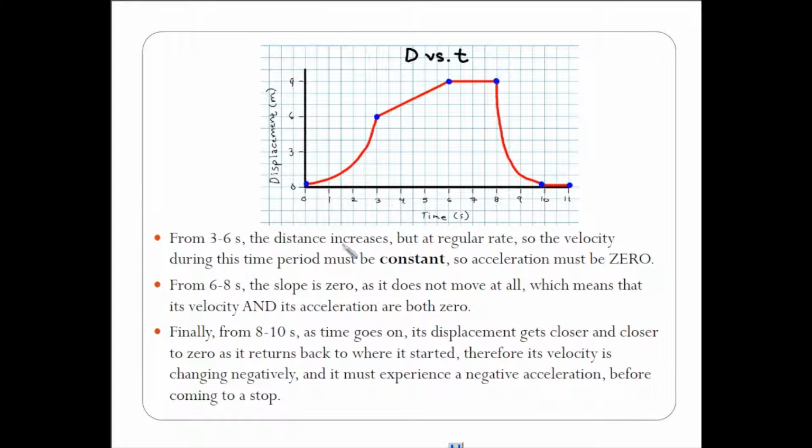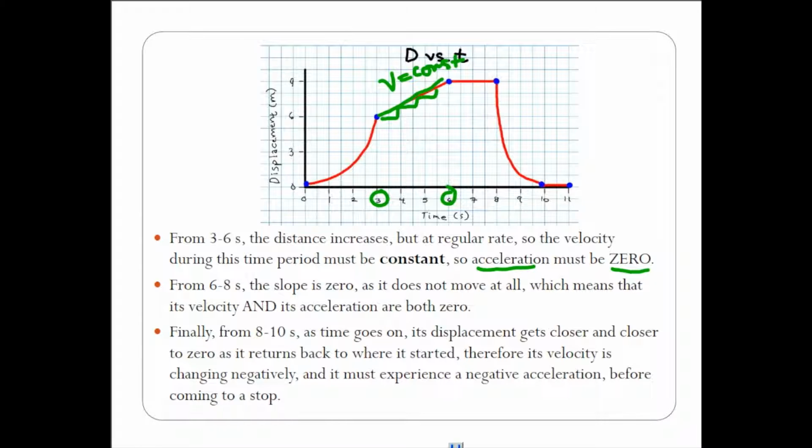From 3 to 6 seconds, the distance still increases, but at a regular rate, so the velocity during this time period must be constant. And as a result, if my velocity is constant, then I no longer have an acceleration, and my acceleration must be zero. By looking at this segment and seeing that constant slope, I can realize that the velocity is constant, and therefore I am not accelerating.